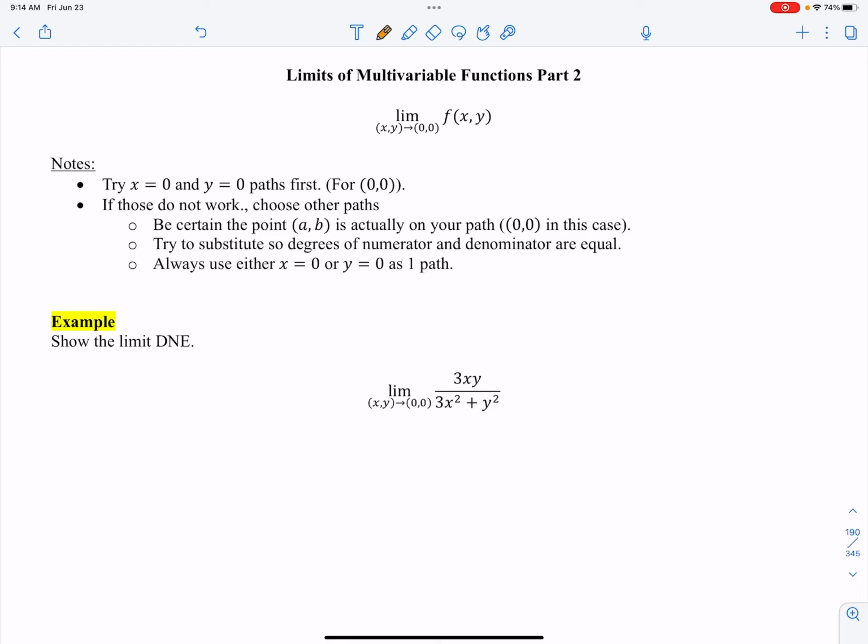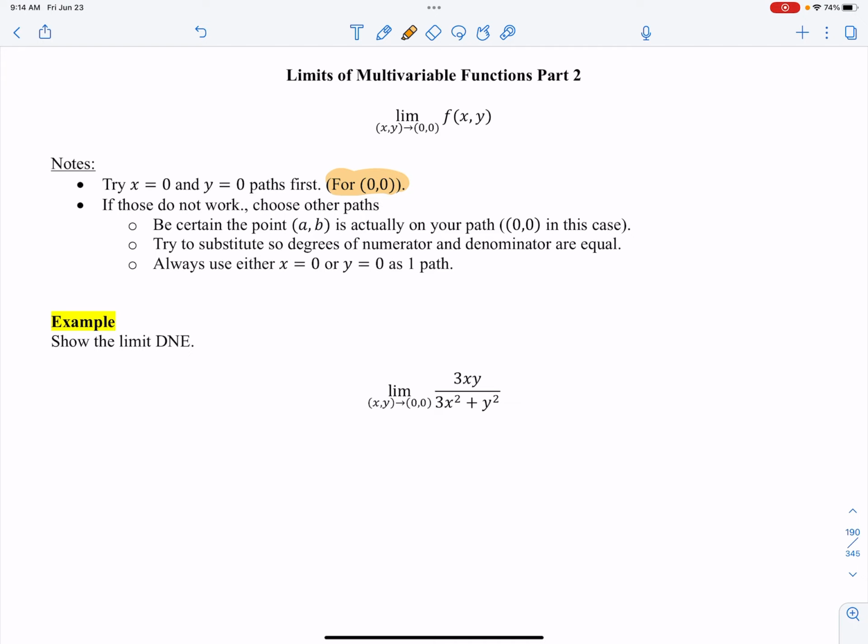In this video, we'll continue our discussion of limits. Some notes from last time: if we're dealing with a limit going to (0, 0), the first paths that we want to try are x equals 0 and y equals 0. If those do not work, choose other paths.